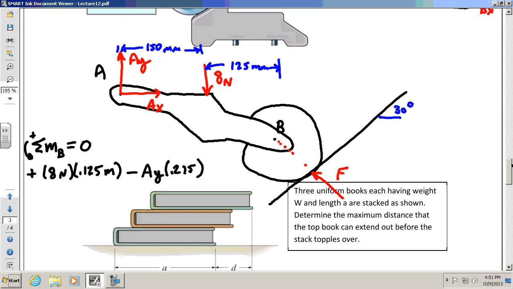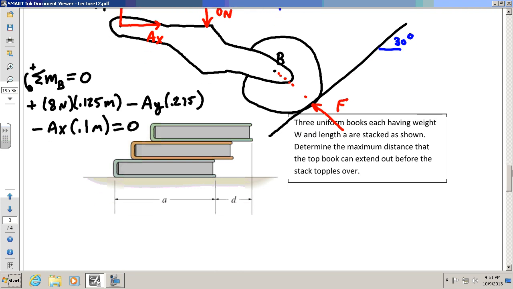And then there's one more, and that's AX. AX, if you do its perpendicular distance to B, it's clearly 100 millimeters if you look at the picture. And so it's going to be AX times 0.1 meters. And that's also going to be negative. It's also clockwise about B if you look at it. And that equals 0.